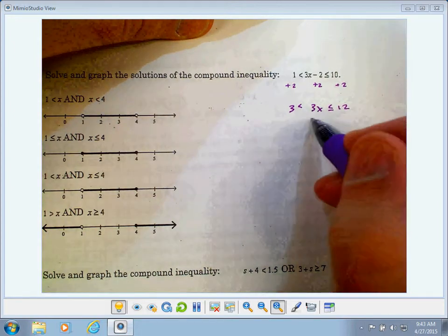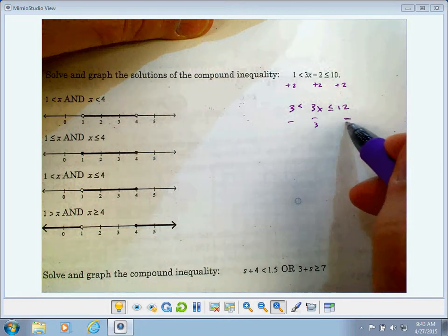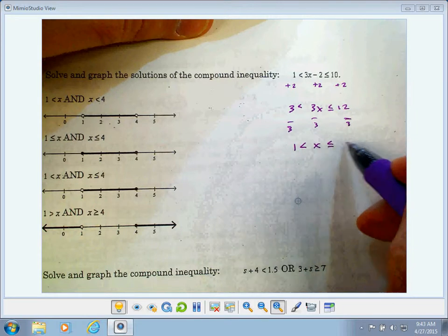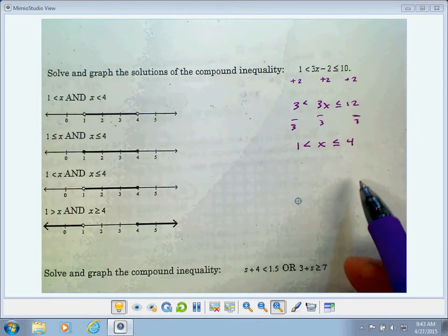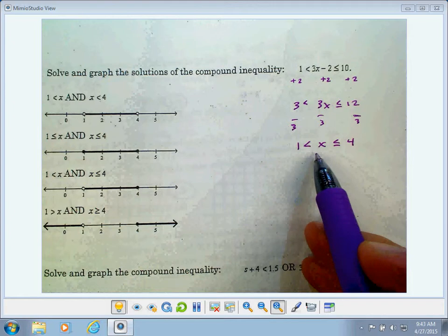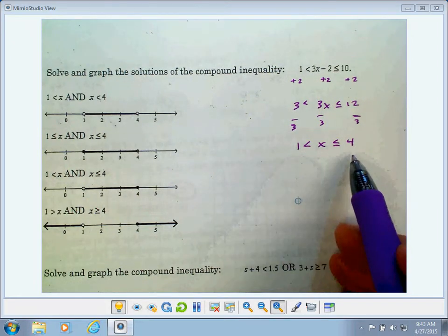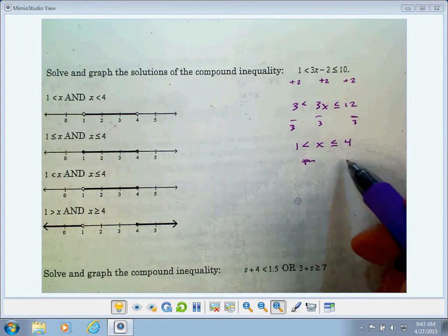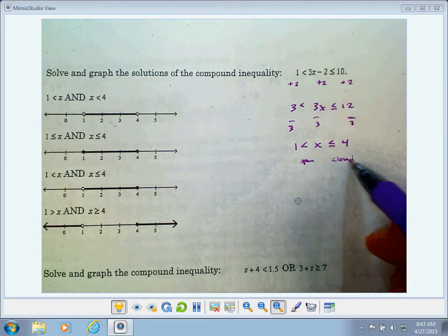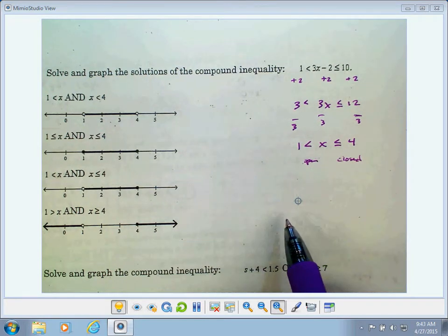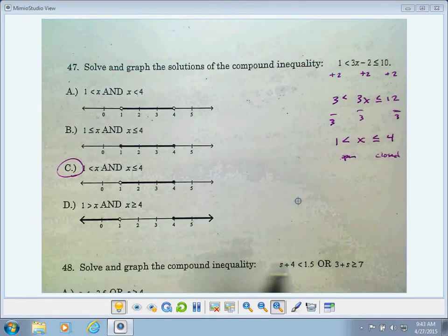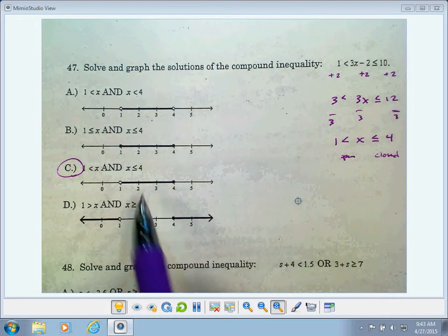Then I'm going to divide by 3 everywhere. 1 less than x less than or equal to 4. So I read this as essentially x is between 1 and 4. So the shading should be between 1 and 4, and 1 should be open and 4 should be closed. So where is it between 1 and 4 with 1 open and 4 closed? I'm saying that's C. Look at the shading. Open on 1, closed on 4, shading between.